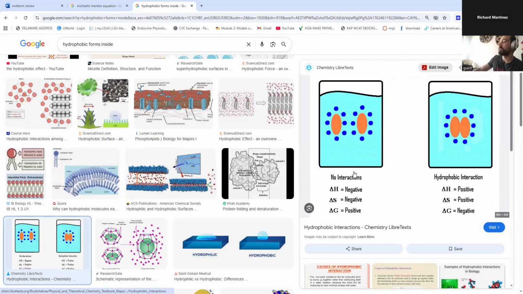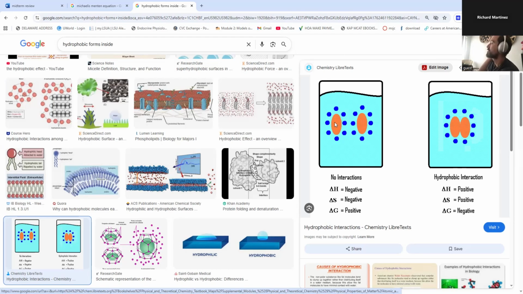This is also going to go over delta G, delta H, delta S. Remember that delta G negative means it's going to be spontaneous. Delta G positive means it's going to be non-spontaneous, so it needs to go against the natural flow of what it wants to do. These two yellow things you can think of as hydrophobic in this case. They don't want to be around water. Water's around them, so they're going to form together.